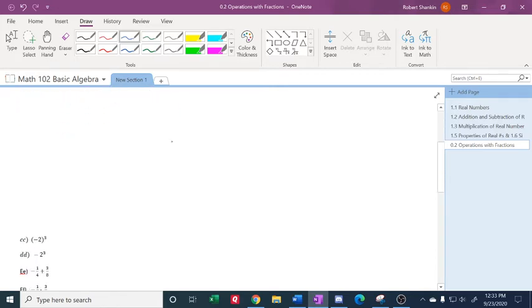Okay, now go to C and D, and you can do E and F as well.